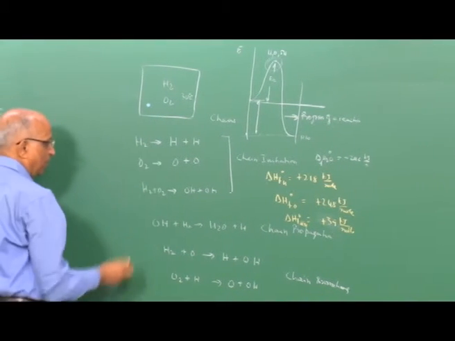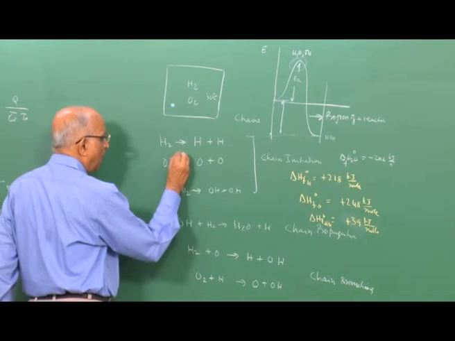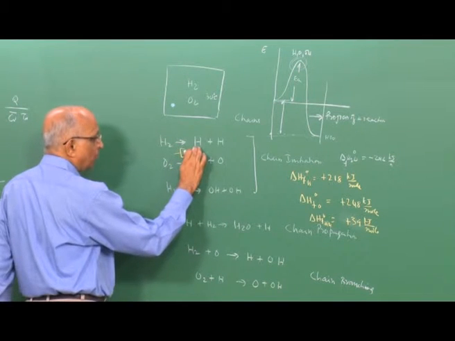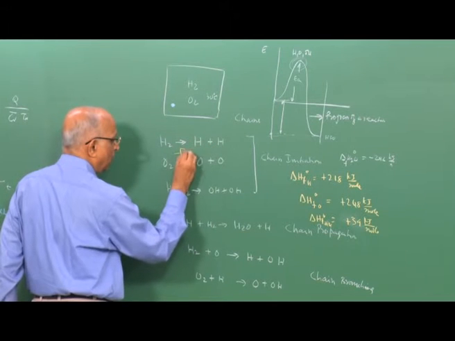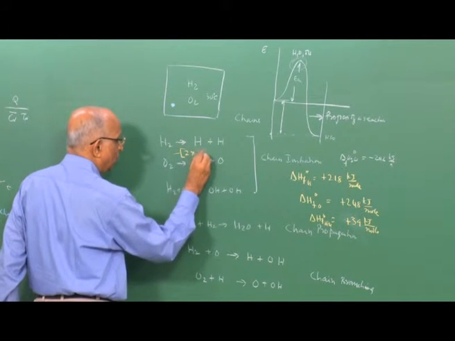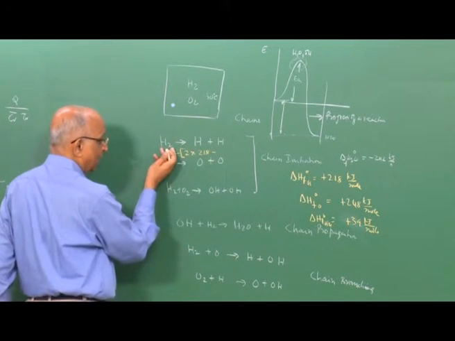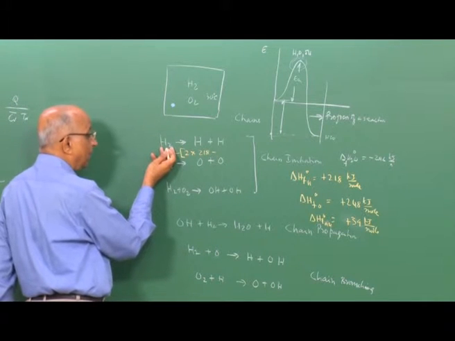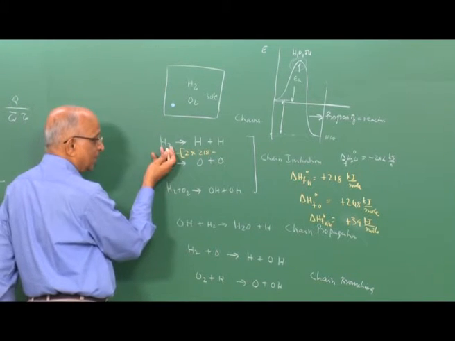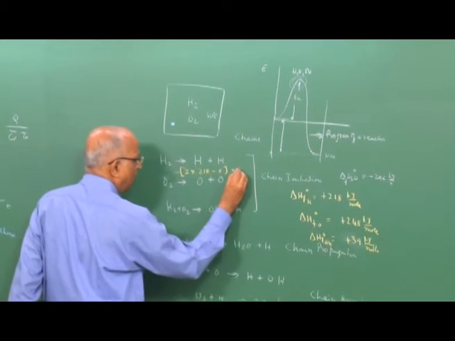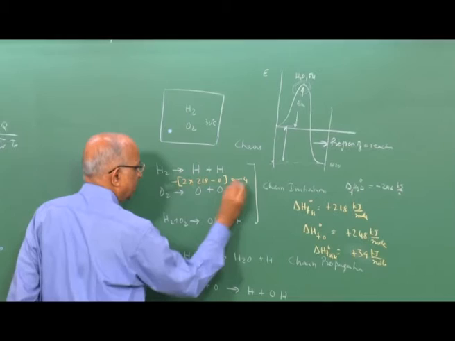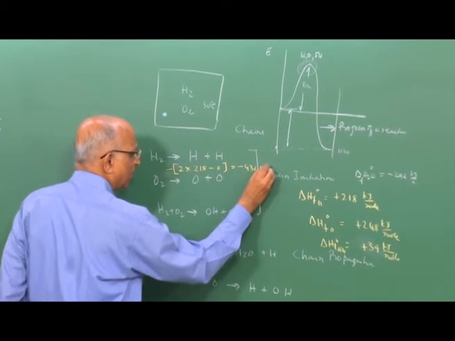If I were to put it just below this, what is the net value? Minus the heat of formation of H. Well, the heat of formation of H is 218, I have 1 plus 1, 2 radicals, 2 into plus 218, minus H2. H2 is a naturally occurring element, it is at standard state, so minus 0. Therefore, the heat of reaction for this is minus 436 kilojoules.